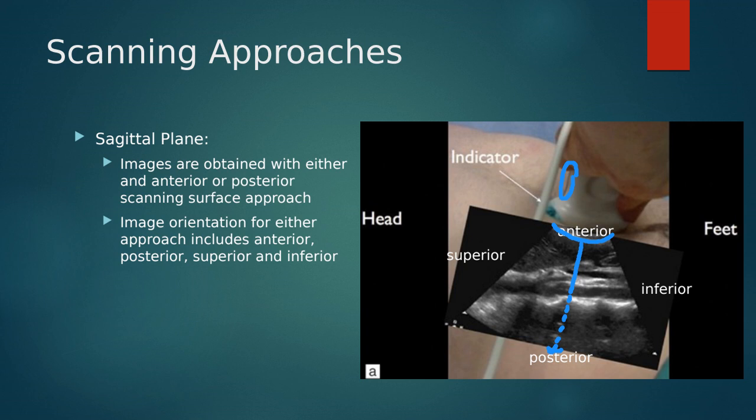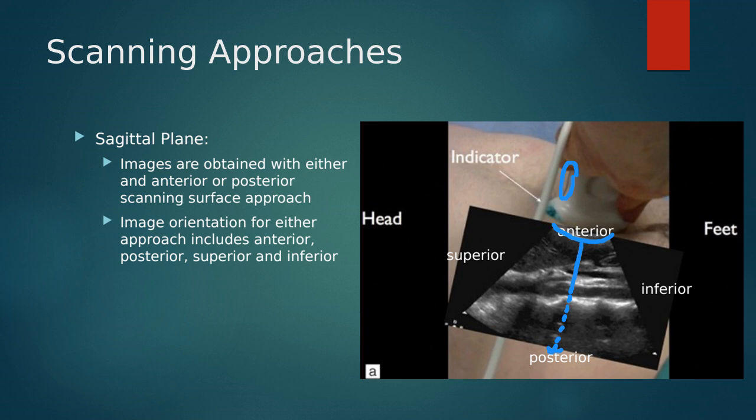Think of your transducer as a flashlight. You're going to have the strongest beam first right underneath the transducer, so you're going to be able to see all of that anterior tissue, and then that light is going to shine outward. It's going to fan outward, and you're going to be able to see further away, more posterior, more into the body.